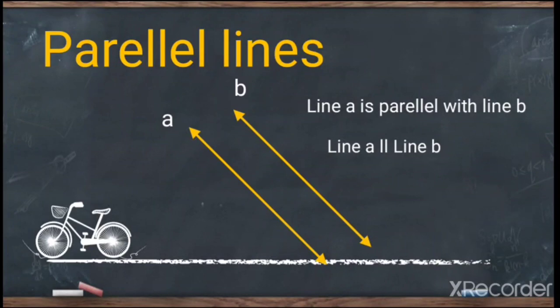Parallel lines. Here you can see two lines, line A and line B. If you extend them, they will never intersect each other. So these lines are called parallel lines. It means line A is parallel to line B, and it is denoted by this symbol.